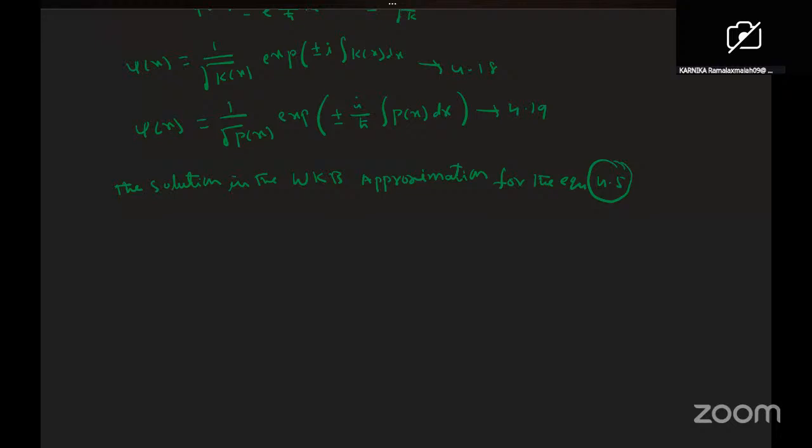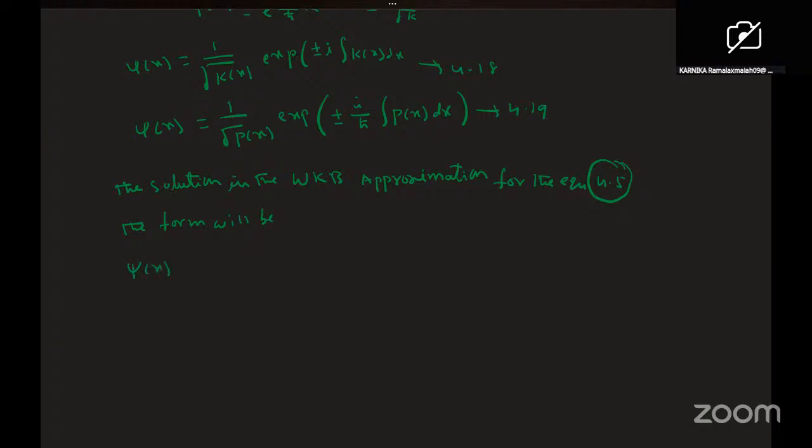So now we can write the general form of the solution that can be built from the basic solution. This general solution is the superposition of the two basic solutions, and the form will be which one?